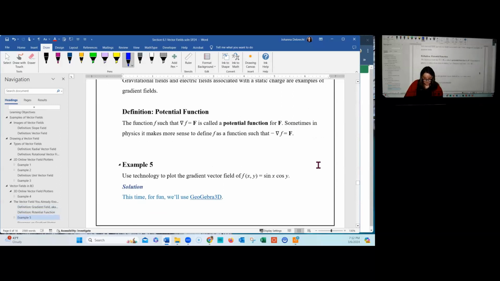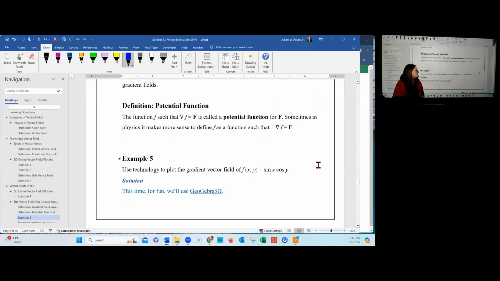The potential function is the function that you're taking the partial derivatives with respect to. So del of lowercase f equals the vector field uppercase F, when the partial derivatives of lowercase f give us a vector that produces the vector field. If it's a gradient field, it's also called a conservative field.